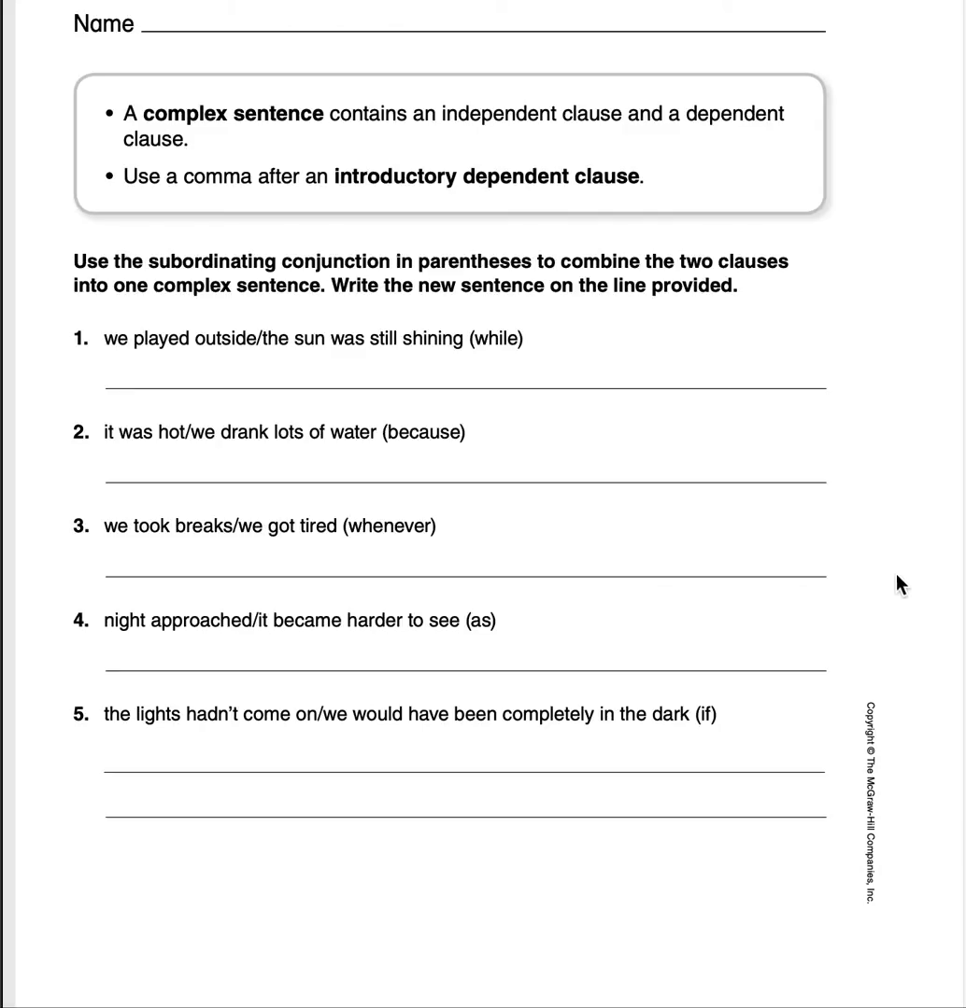Okay, for Grammar 102, if taking a look at the top, a complex sentence contains an independent clause and a dependent clause. So that's what we worked on last week as well. An independent clause can stand by itself. It can be a complete sentence. And a dependent clause cannot be a complete sentence. It's missing something. And then for this, we're going to use a comma after an introductory dependent clause.